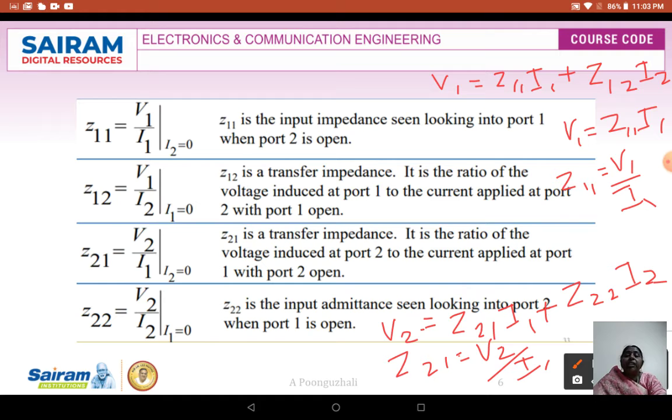The next condition is, in the first equation, if I make I1 equal to 0, my Z12 is nothing but V1 by I2. If I look at V1 by I2, it is just the reverse, so we call it the reverse transfer impedance. It is the ratio of the voltage induced at port 1 to the current applied at port 2 with port 1 open. Similarly, in the second equation, if I make I1 equal to 0, your Z22 is equal to V2 by I2 at I1 equal to 0. That means it is the input impedance seen looking into port 2 when port 1 is open. So these are your parameters.